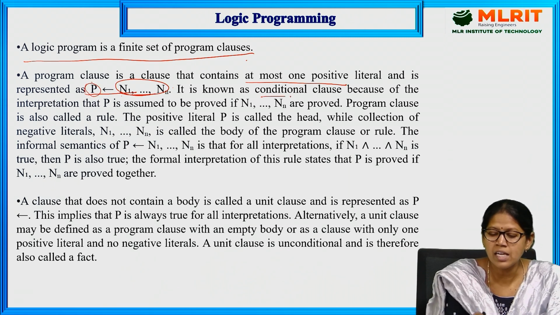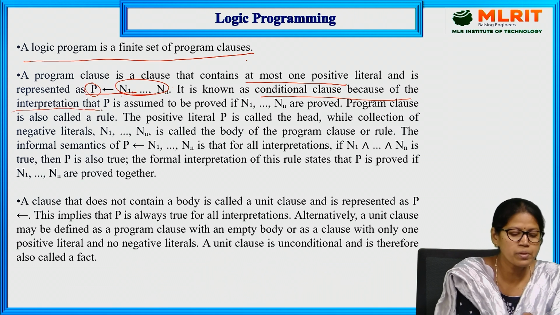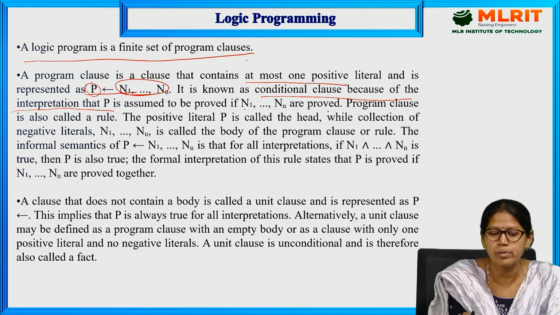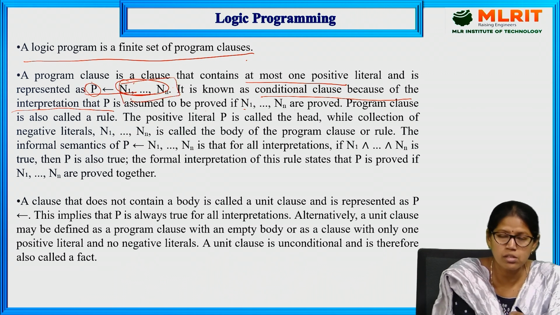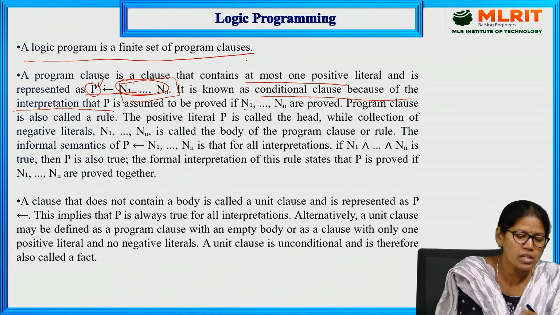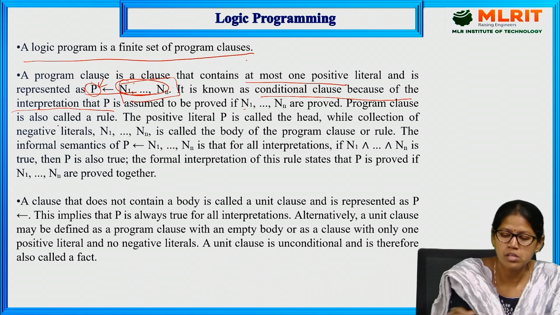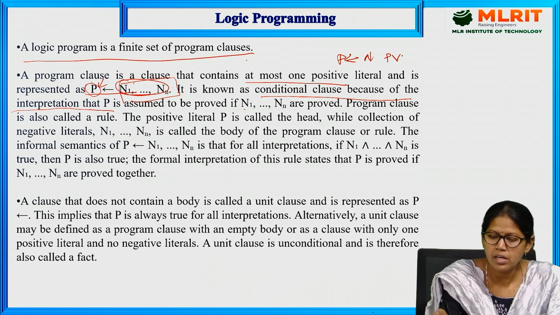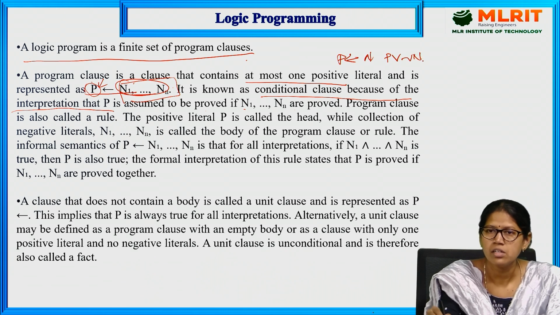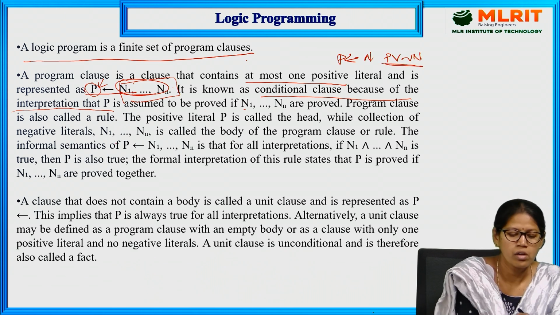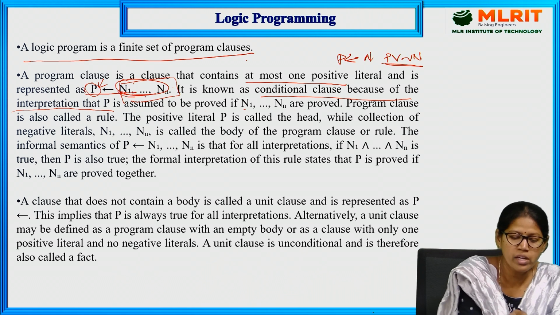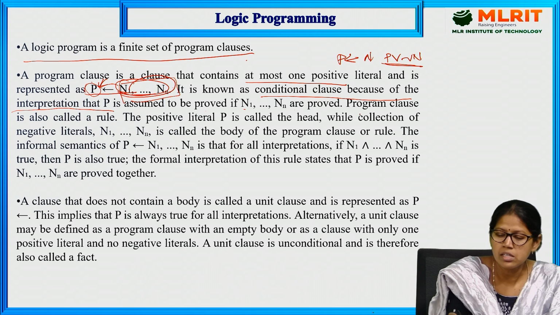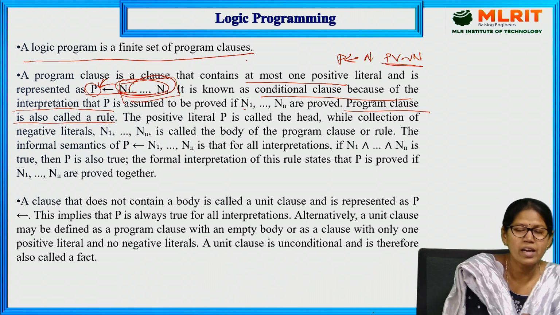It is known as a conditional clause because the interpretation is that P is assumed to be proved if N1 to Nn are proved. If this body part is proved to be true, automatically P is true. Because P is implied by N, we can write P or negation N. So this is the rule. That's why when this body is true, automatically P also will be proved to be true. And this program clause is also called a rule.